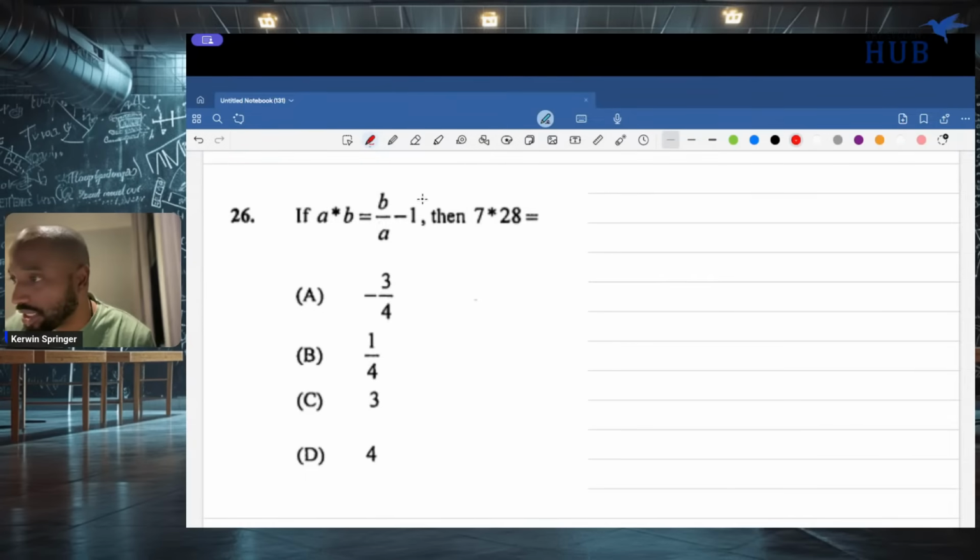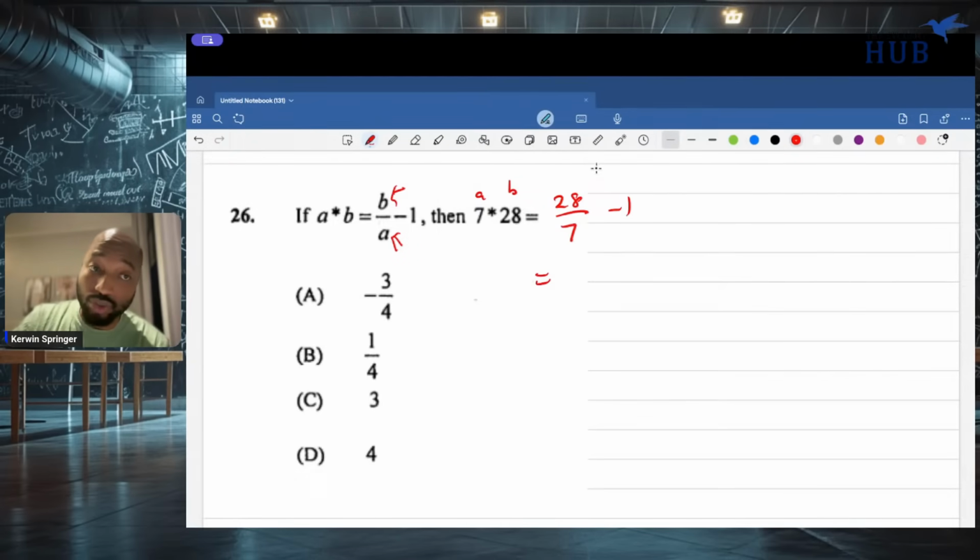So 28 over 7. The trick with this question is that this is A and this is B, and B comes first. It's easy to put 7 over 28, but it's actually 28 over 7. You understand? And then you minus 1. So 7 could go into 28 all of 4 times. So 4 minus 1 is 3. The answer is C again.